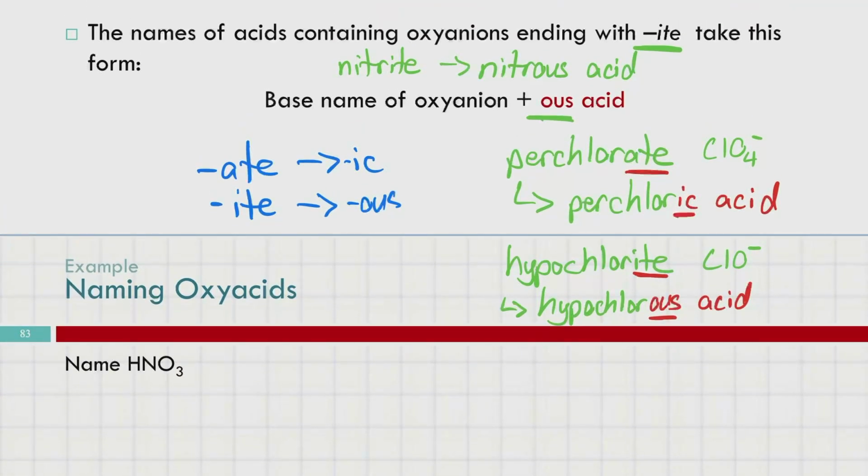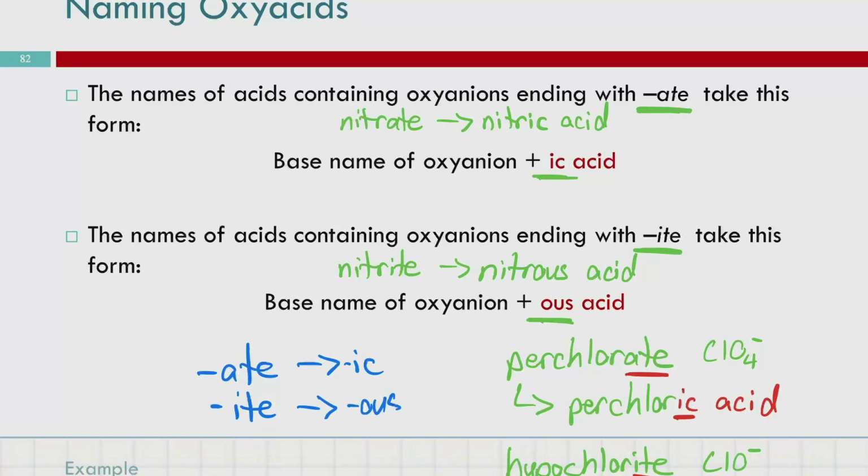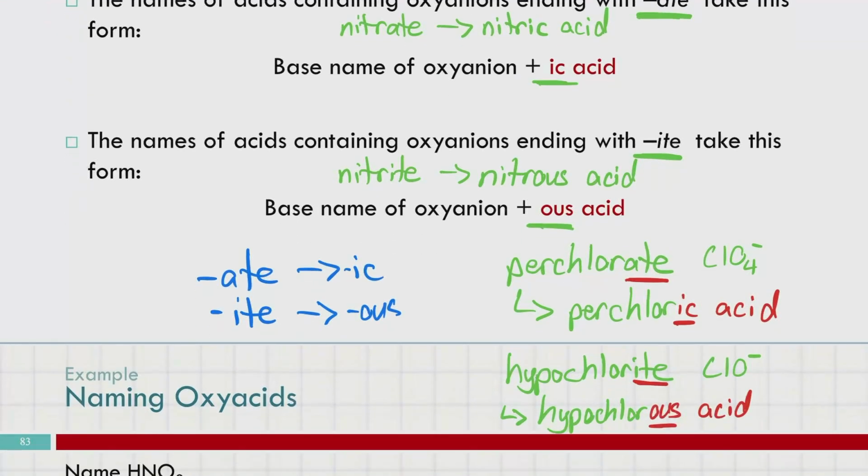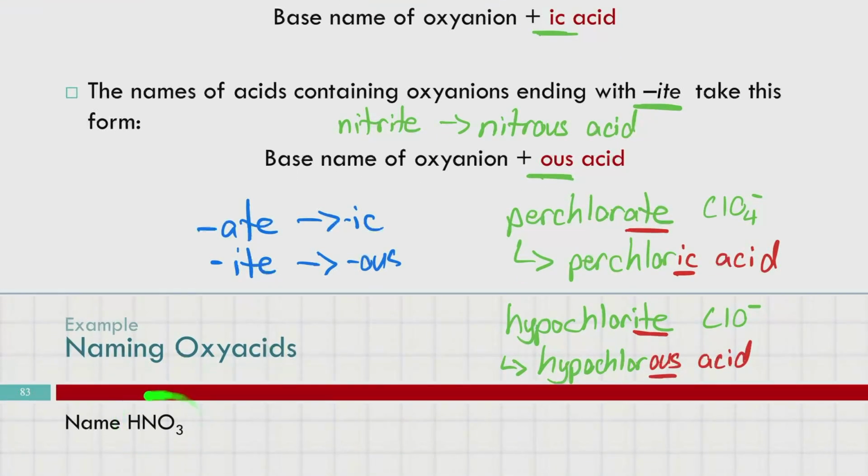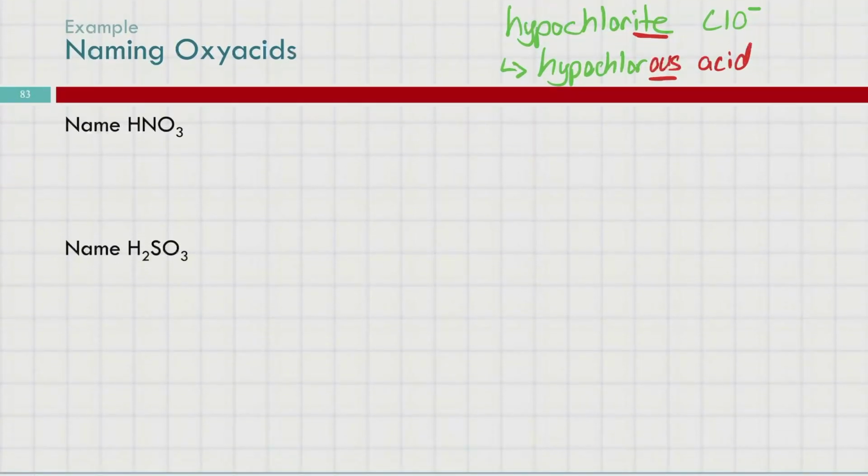So really, the tricky part, I think, for oxyacids is figuring out, especially if you're given a formula, like HNO3, what does the NO3 get called? What's the name for it? And then remembering either of our two rules. ATE turns into IC, or ITE turns into OUS. So let's work through these.